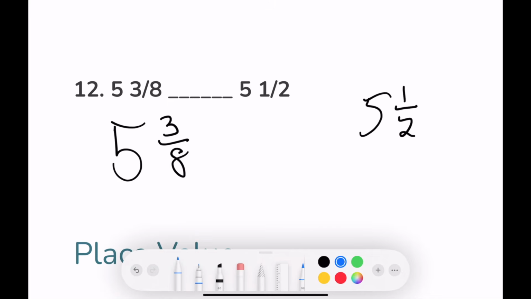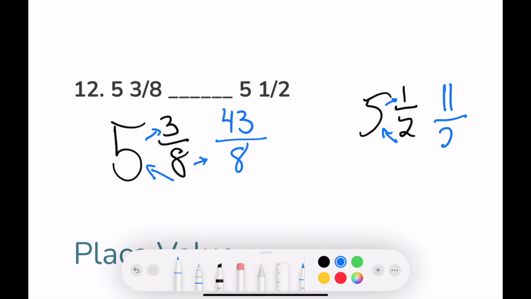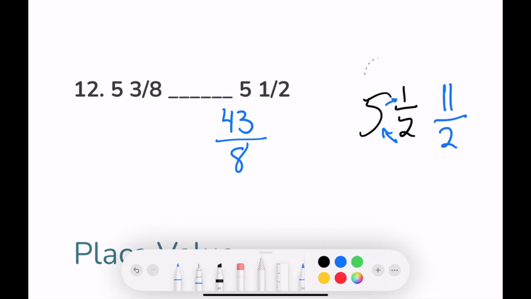Now, in order to convert a mixed number into an improper fraction so that we can have a better chance of comparing them, we just do the denominator times the whole number. 8 times 5 is 40. Add 3. That's 43. Please do not forget that the denominators just stay the same. Next, 2 times 5 is 10 plus 1 makes 11, and the denominator stays the same.